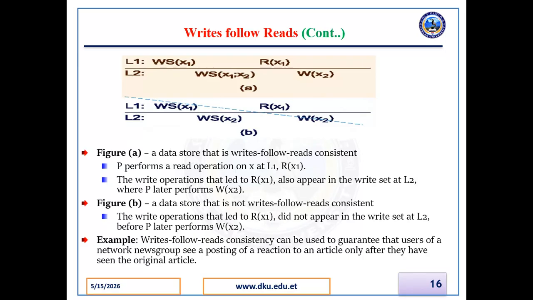Okay, here in B, a data store that is not writes-follow-reads consistent. The write operation that leads to R1 did not appear in the write set at L2 before P later performs a write of X. That means it doesn't propagate. Example: writes-follow-reads consistency can be used to guarantee that users of a network news group see a posting of a reaction to an article only after they have seen the original article.